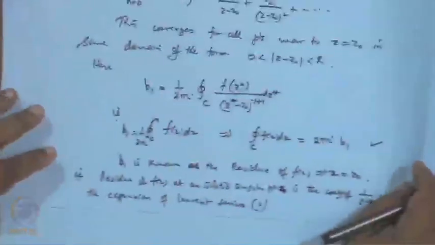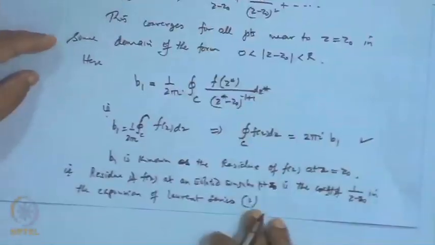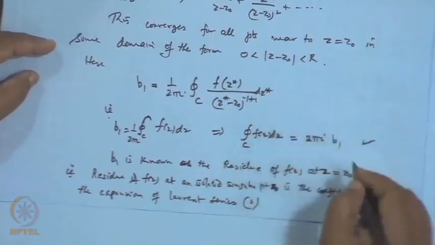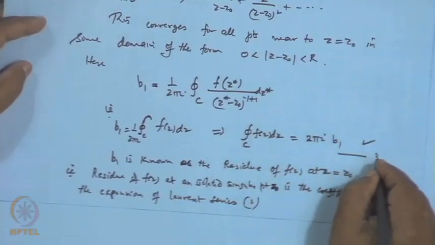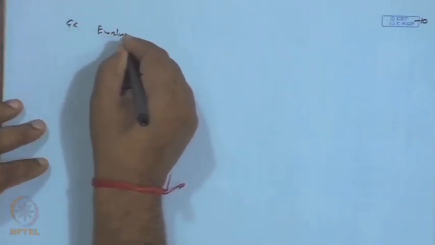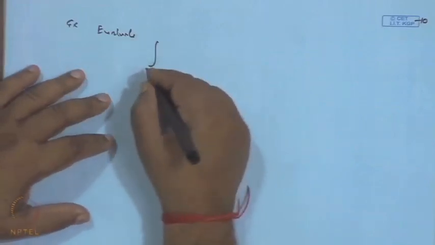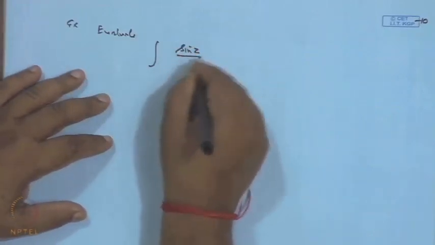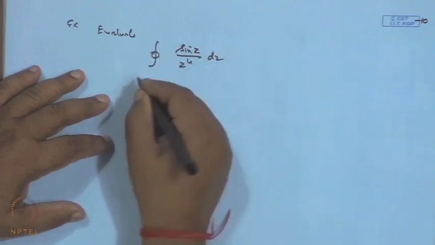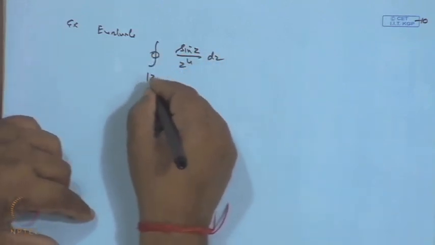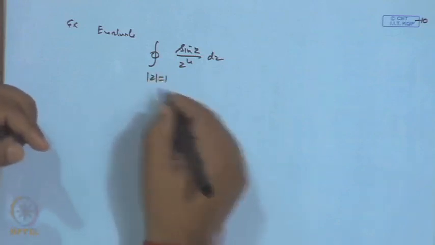That is one way. By using this result we can easily get this. So let it be, say, here 3. Suppose I wanted to evaluate this integral of sin z over z to the power 4 dz along the unit circle mod z equal to 1 in a counterclockwise direction.